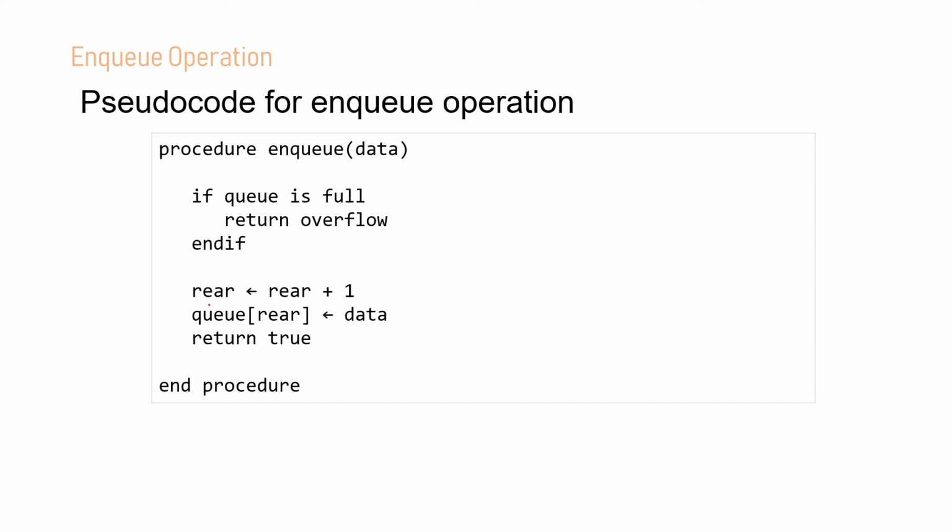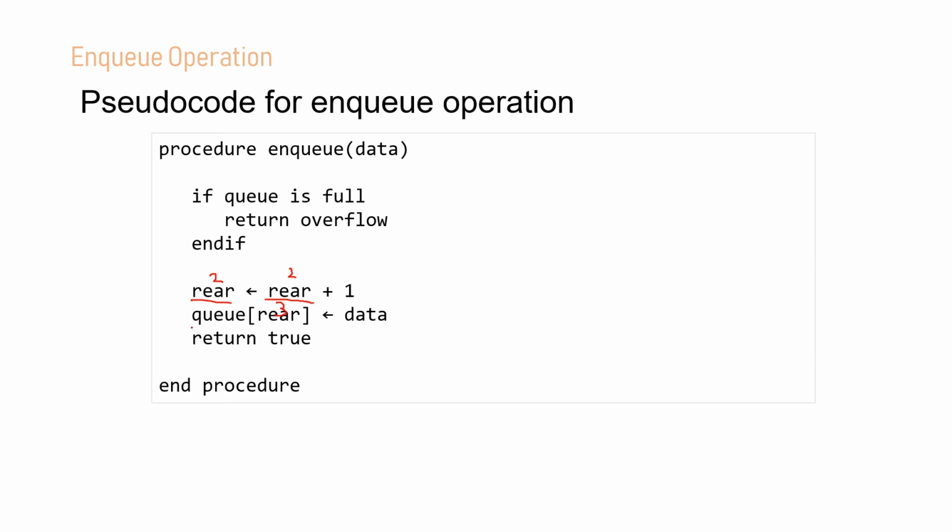Kaya i-assign natin ngayon yung rear. As you can remember, we're using a pointer. Ang panibago niyang value is rear plus 1. Ibig sabihin, kung ito ay dating 2, yung mangyari, 2 plus 1, so therefore, ang value ng rear natin is 3. And it will become 3.